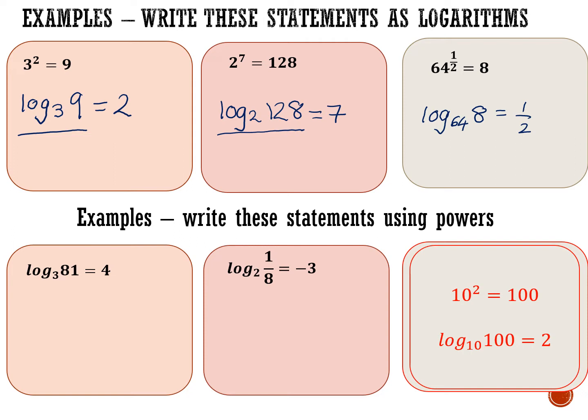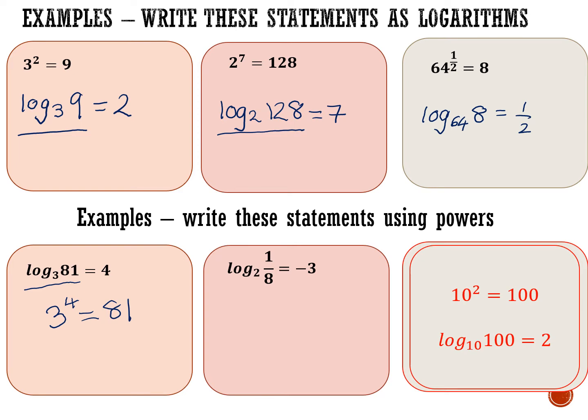Right, let's do these in equivalent form then. If I've got this, then the base is going to be the base of the log, so that's 3. The answer is the power I'm raising it to, so that's 4. And that gives me 81. So remember your log: what power do I raise 3 to get 81? And the answer is 4.